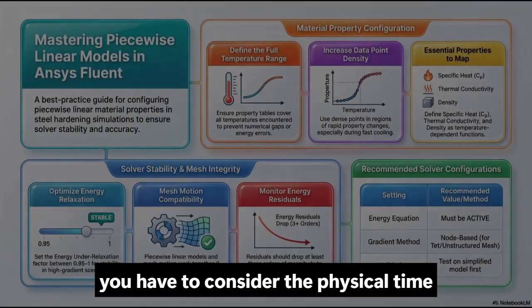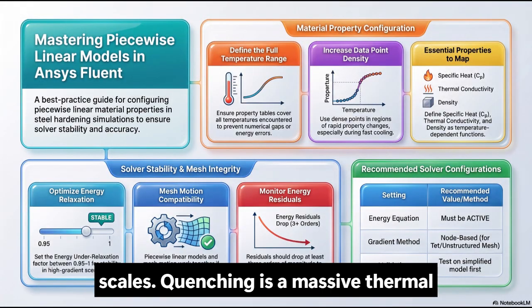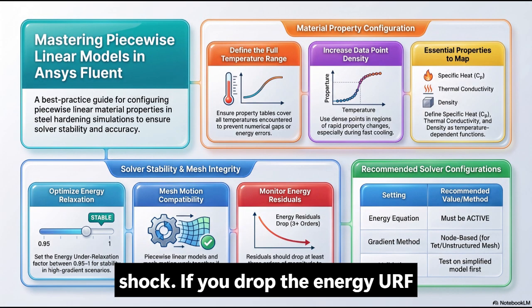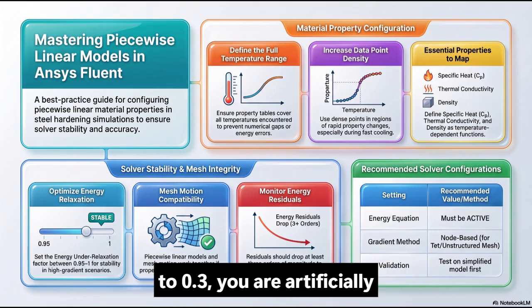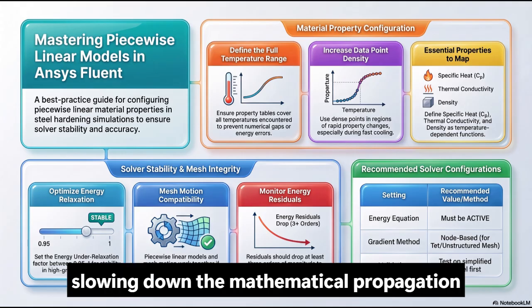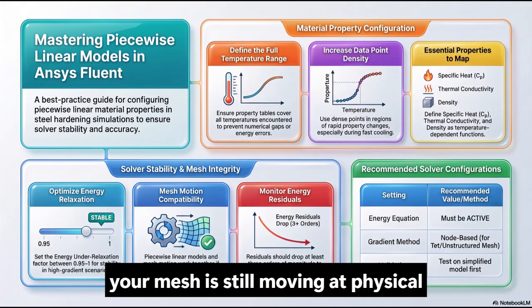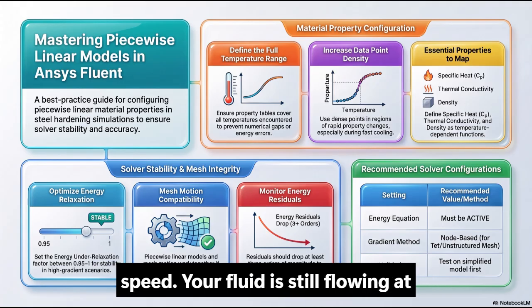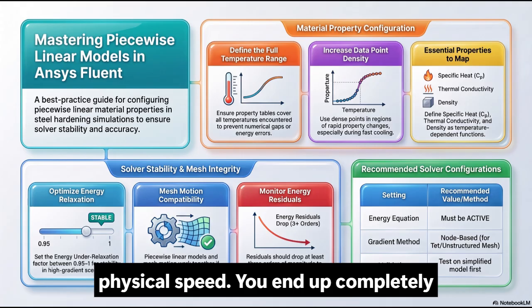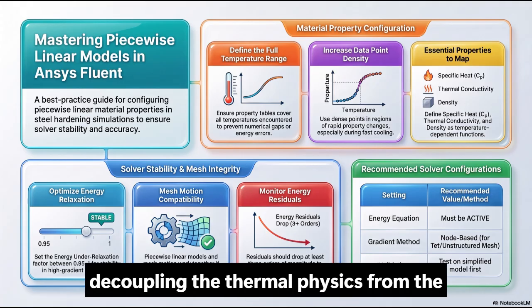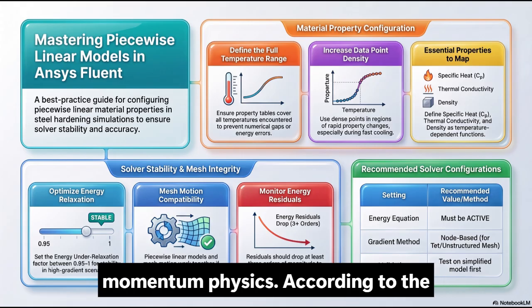You have to consider the physical timescales. Quenching is a massive thermal shock. If you drop the energy URF to 0.3, you are artificially slowing down the mathematical propagation of heat. But I'm stabilizing the run. But your mesh is still moving at physical speed. Your fluid is still flowing at physical speed. You end up completely decoupling the thermal physics from the momentum physics.